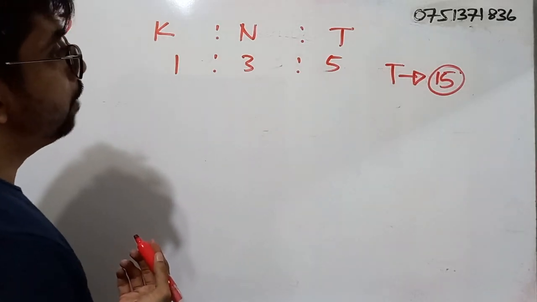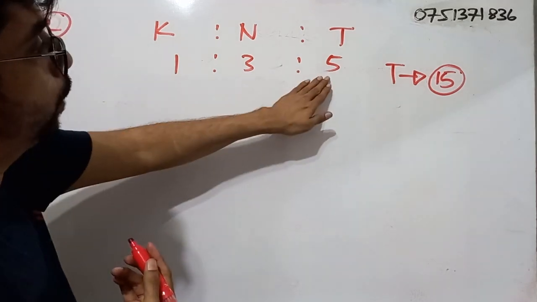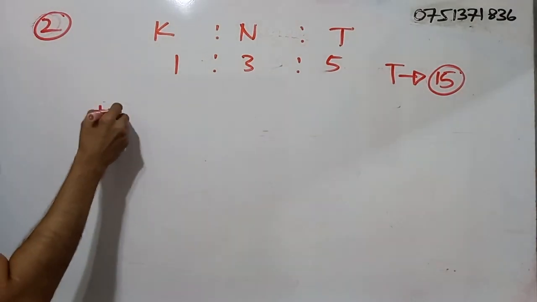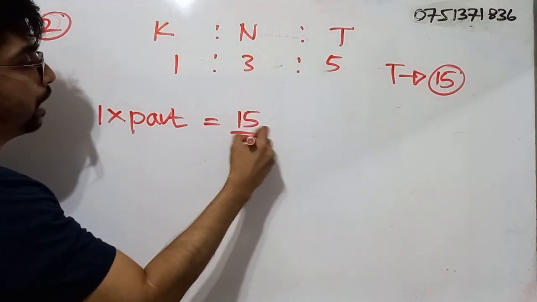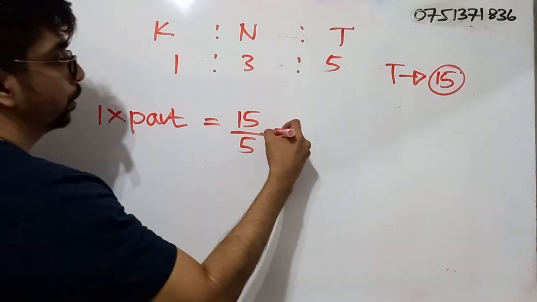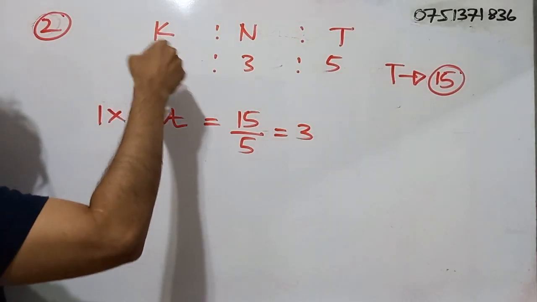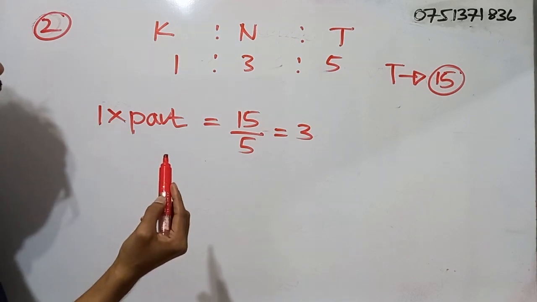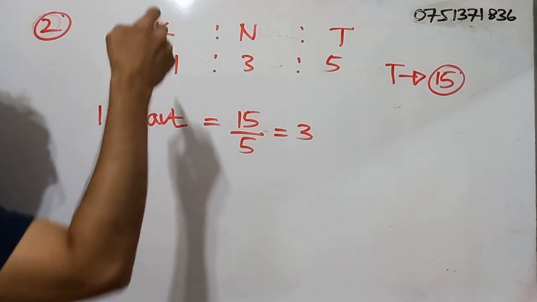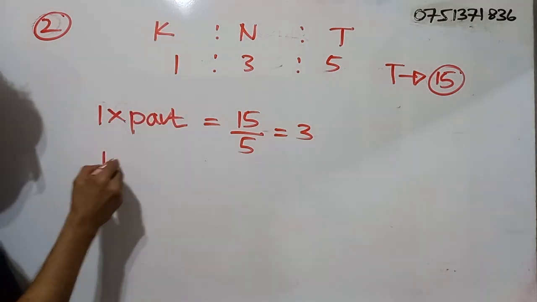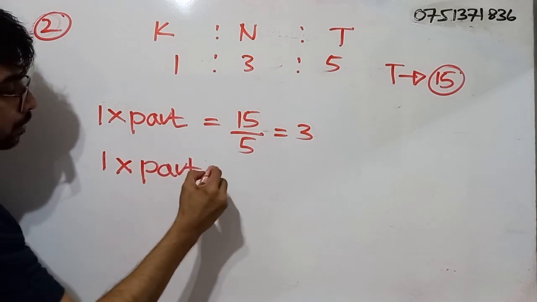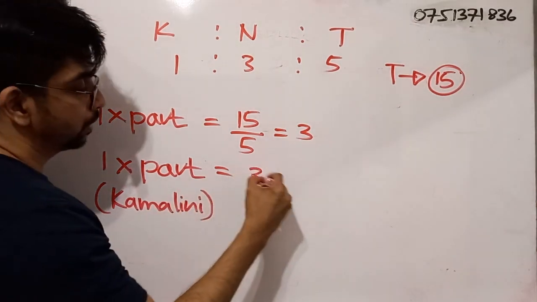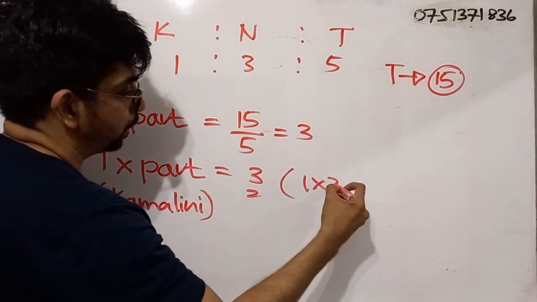So Tharaka received 15, no? So we know the term related to Tharaka is 5. That means we can calculate the value of 1 part. So that is what? 15 we have to divide by 5. So that is 3. The term under Kamalini is what? 1, no? So she also received 1 part. So 1 part, that means the amount of Veralu that Kamalini received is what? 3, or 1 into 3.